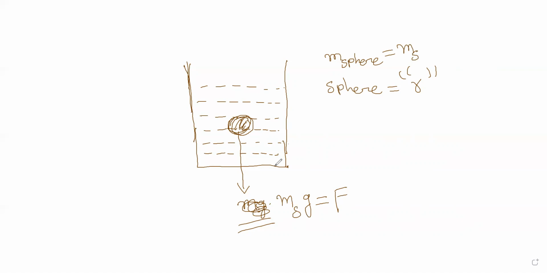But there is one thing. When you try to weigh the sphere inside the liquid, you will not get the original mass. That is because of something called buoyancy. The buoyant force will act exactly opposite to gravity, upwards. That is given by Fb.